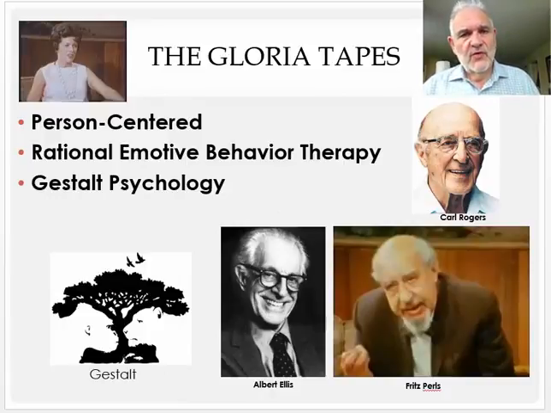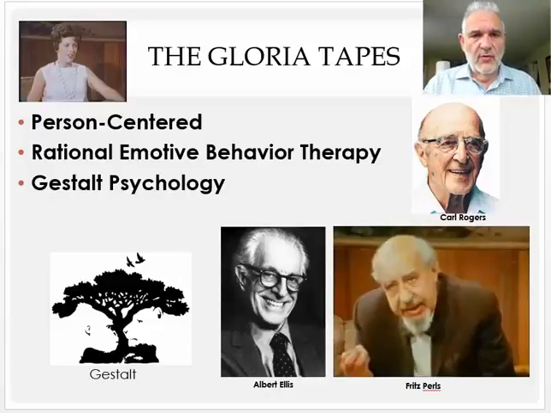Next, we move to what I call the Gloria tapes. Although these three individuals did not mesh in terms of their therapeutic approach, we have Carl Rogers, who came from the more humanistic approach to therapy. The person-centered approach is what he developed. Then we have the rational emotive behavior therapy of Albert Ellis and Gestalt therapy of Fritz Perls. All of them encountered Gloria during an hour session, and I have the tapes up on the site.